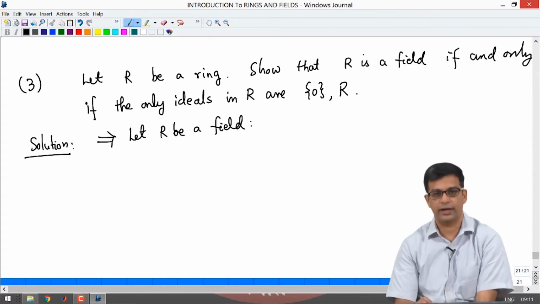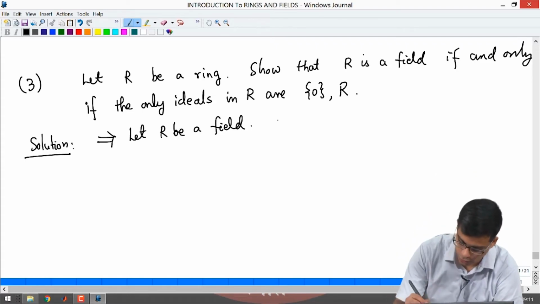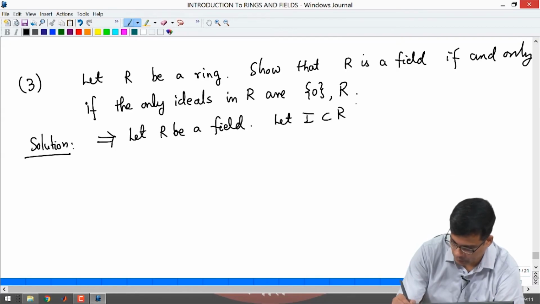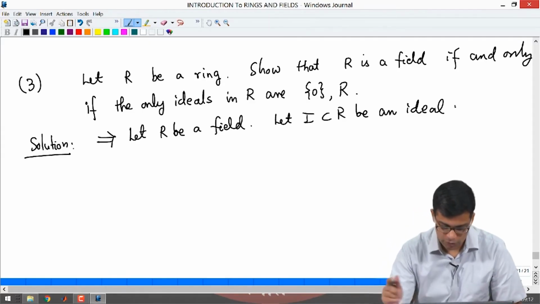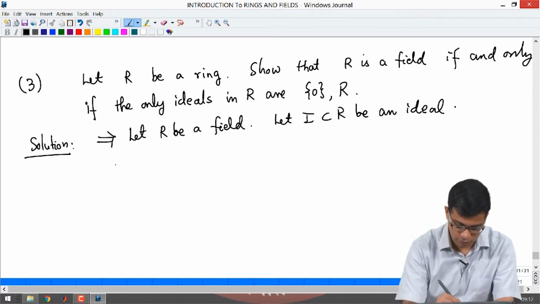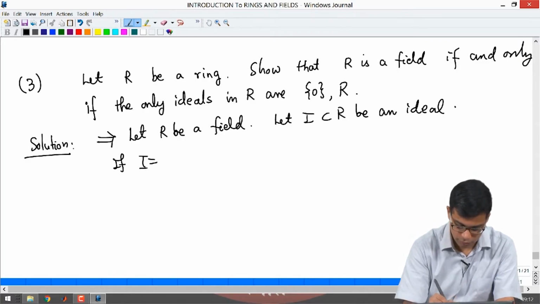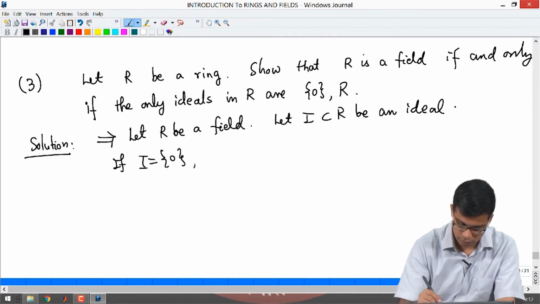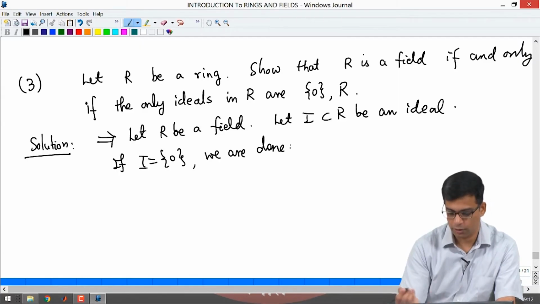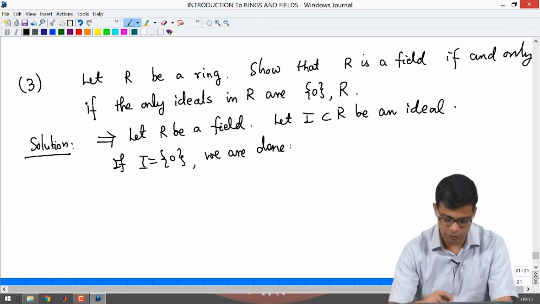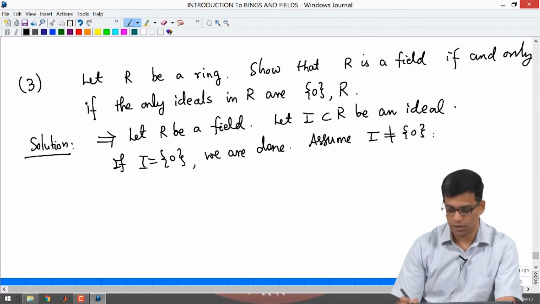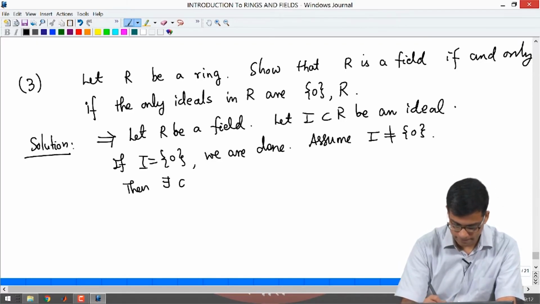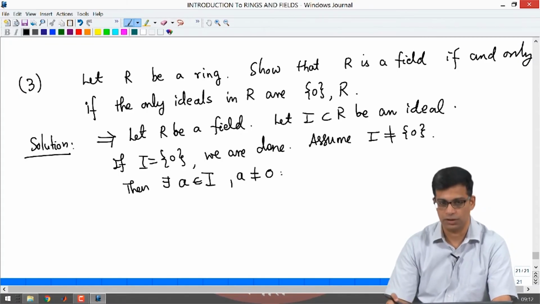Okay. So, I want to show that the only ideals in R are the 0 ideal and the full ring. In order to show that, let us take an ideal in R. Let I inside R be an ideal. Suppose I is 0, we are done. I want to show that 0 and R are the only ideals. So, assume I is not equal to 0. Then there exists a in I which is non-zero, right. This is the definition of not being equal to the 0 ideal.